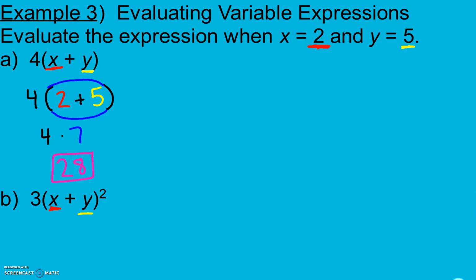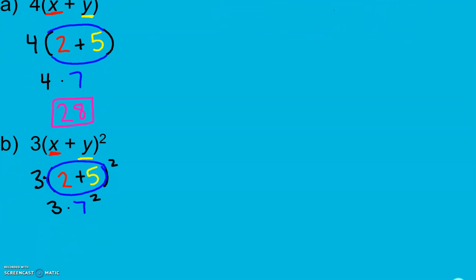Same thing here in B. I have 3 times x, which we said was 2, plus y, which it told us was 5, squared. So according to PEMDAS, we do our parentheses first, which gives me 7, and we bring everything else down. 3 times 7 squared. After P comes E, which stands for exponent. So here we're going to do our exponent next. 7 squared is 49. 7 times 7. Still being multiplied by 3. So when I multiply here, I get 147.